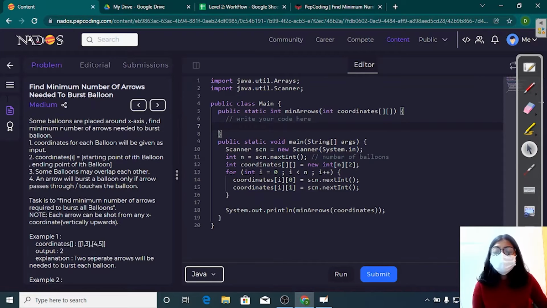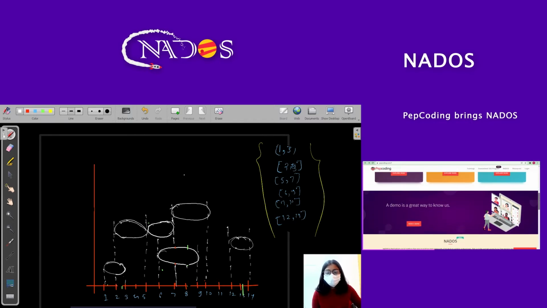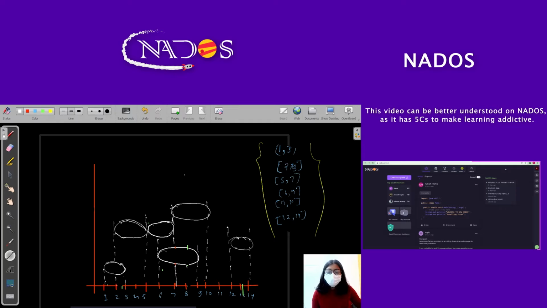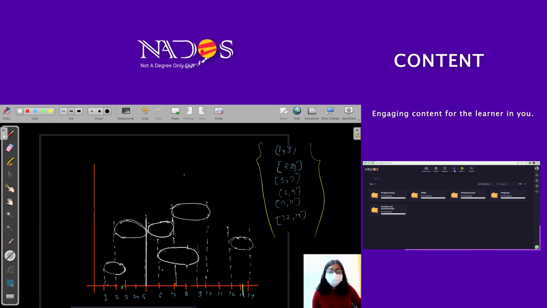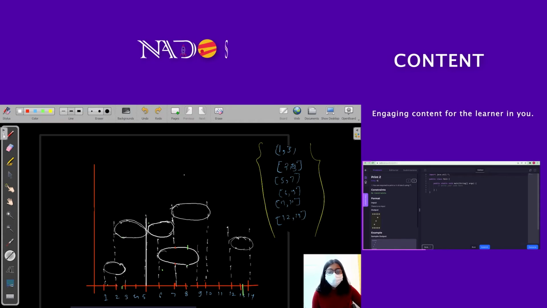And an arrow will burst a balloon only if it passes through or it touches the balloon. It means if there is some arrow, if it passes through the balloon or only touches the balloon, then the balloon is considered to be burst. Here, this arrow is just touching these balloons, so these balloons will be considered to be burst.